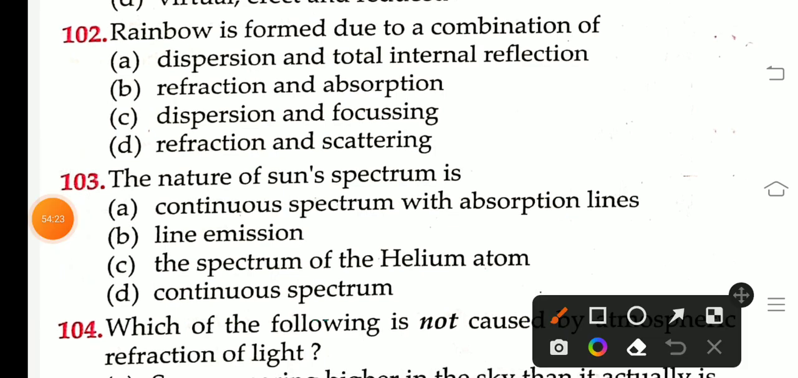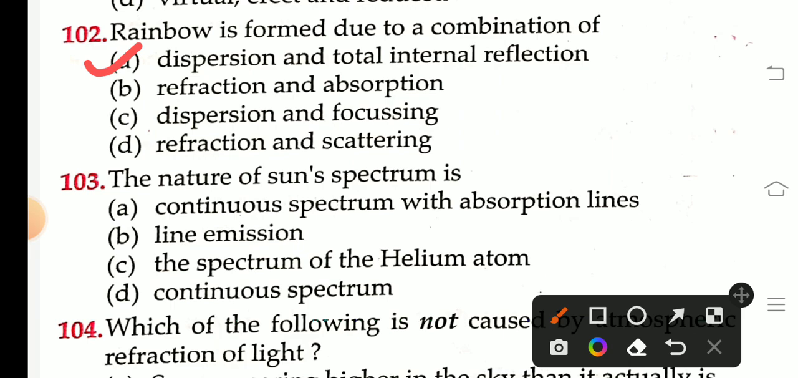Next, a rainbow is formed due to a combination of. Right answer option A. Dispersion and total internal reflection.